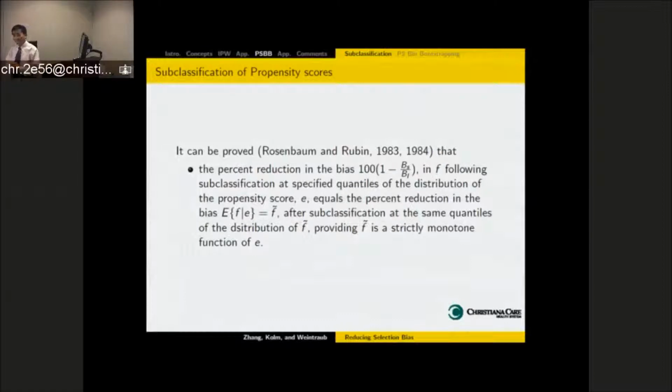So here you are talking about stratification on the propensity score? Yeah, actually we will see there are two steps. First, stratification, and then we use bootstrapping for the propensity score to reduce this selection bias. But the stratification is according to the propensity score. You base it on the propensity score level. Yes. Okay.